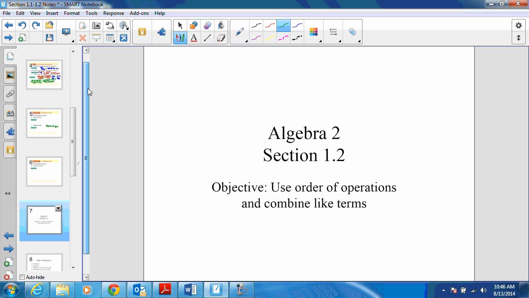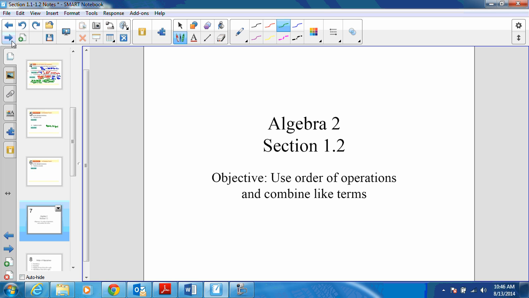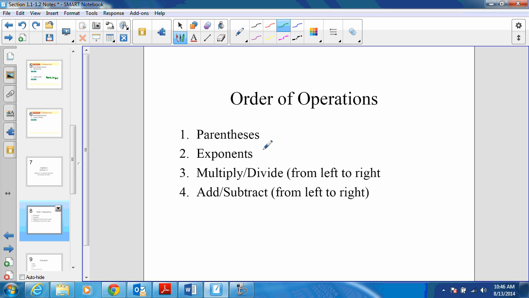Okay, we're going to go into 1.2, use order of operations, combine like terms. Order of operations: parentheses, exponents, multiplication, division, add, subtract, PEMDAS. You've done that a million times. You've been hearing that, I know, for a while. It's just about using them correctly.